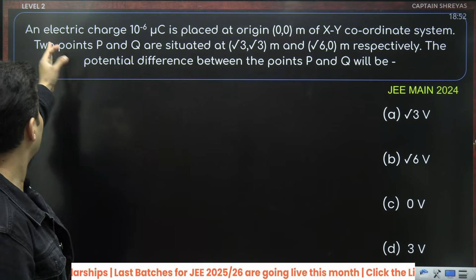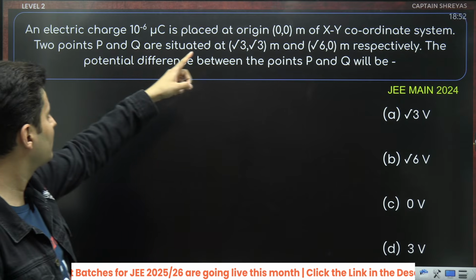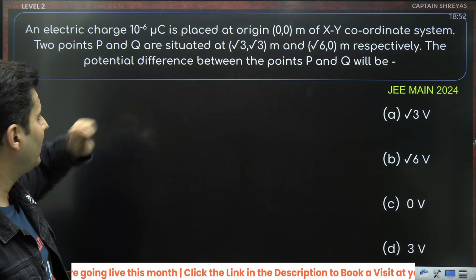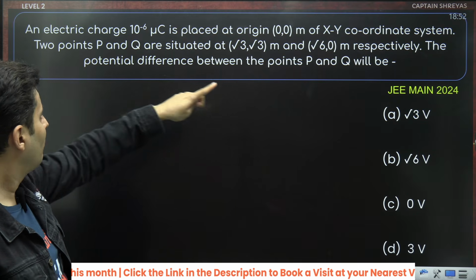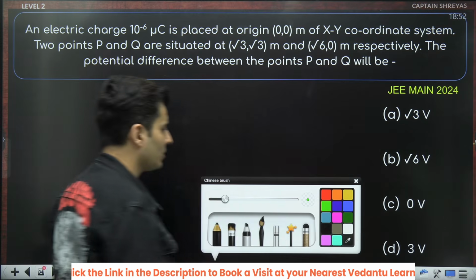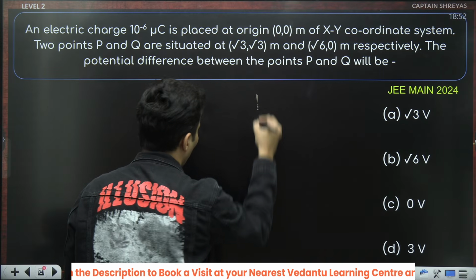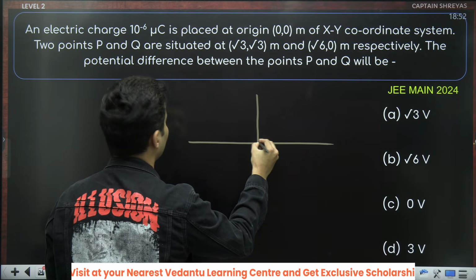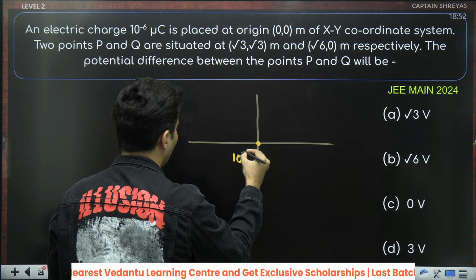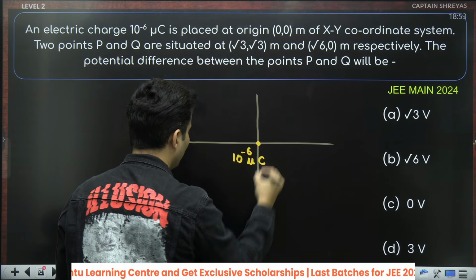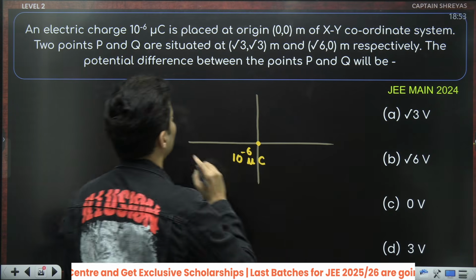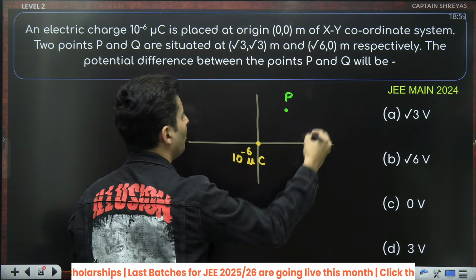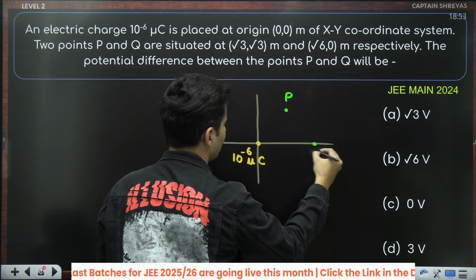The electric charge is placed at the origin. The points P and Q are situated as shown. We need the potential difference between these 2 points. So, okay, again we have to draw y-axis and x-axis. Our charge is placed at the origin. How much is it? 10 to the power minus 6 micro Coulomb. There are 2 points. Point P is at root 3, root 3. So this is point P. Point Q is at root 6.